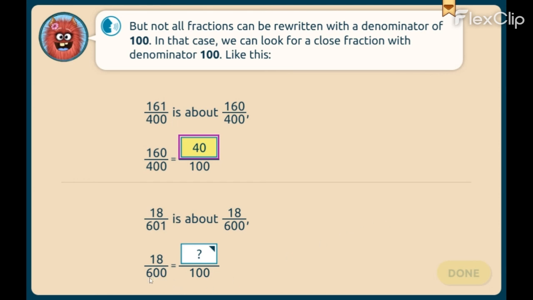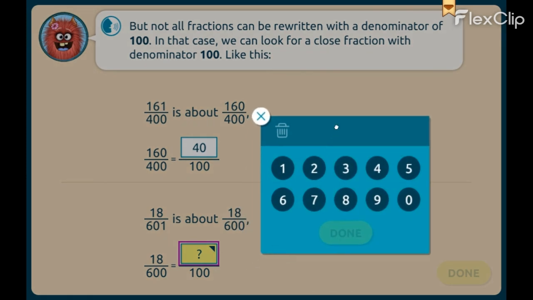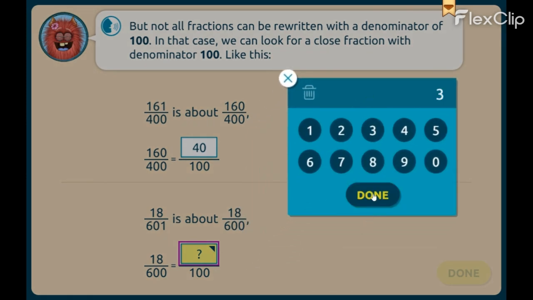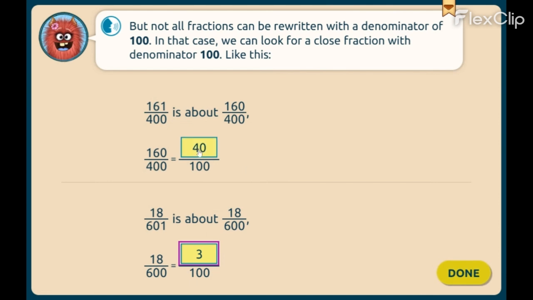What about here? 600 needs to become 100. So we need to divide 600 by 6, and 18 divided by 6 will give us 3. That's correct. 40 multiplied by 4 is 160. 100 multiplied by 4 is 400. We are checking, right? 100 multiplied by 6 will give us 600, and 3 multiplied by 6 will give us 18. That's correct.